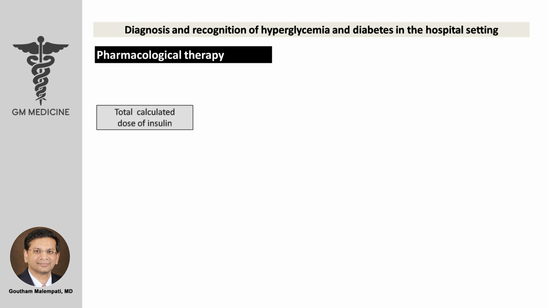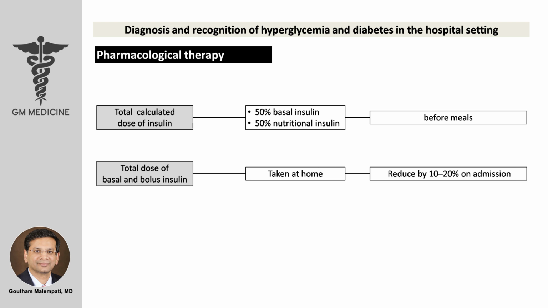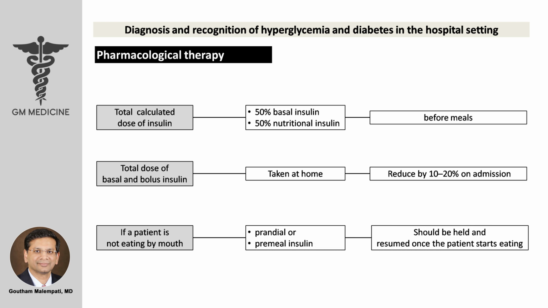The total calculated dose of insulin is given as 50% basal insulin and 50% nutritional insulin given before meals. The total dose of basal and bolus insulin taken at home should be reduced on admission by 10 to 20%. If a patient is not eating by mouth, the prandial or pre-meal insulin should be held and resumed once the patient starts eating.